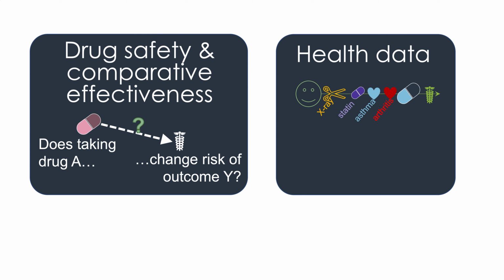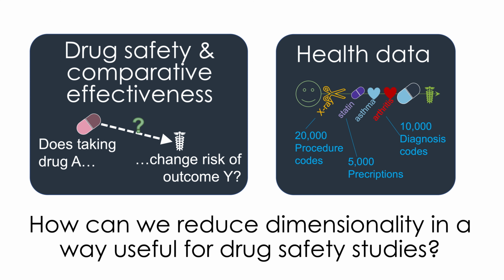So the health data we're working with looks something like this: a timeline of one person's health history, all the diagnoses and medical interventions they have. And these are coded data, so we're dealing with many possible codes, creating high dimensionality. Previous work has worked on reducing the dimensionality, but here we're going to ask, how can we reduce dimensionality in a way that's useful for drug safety studies?